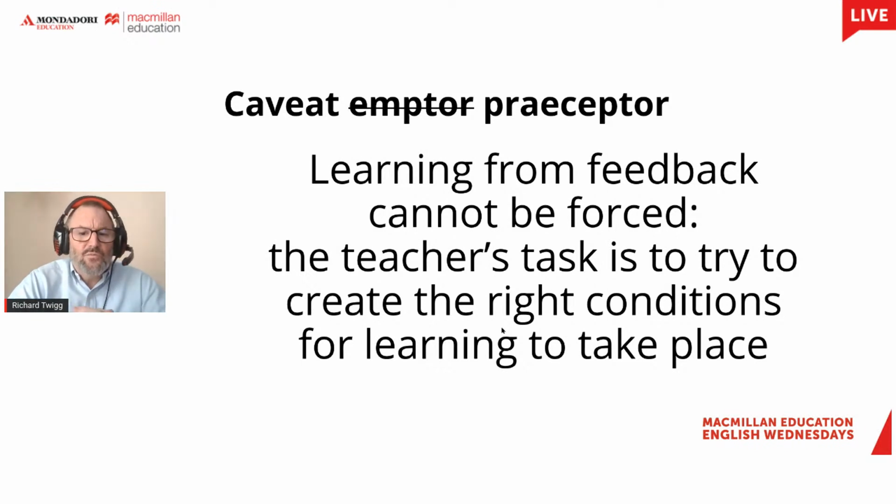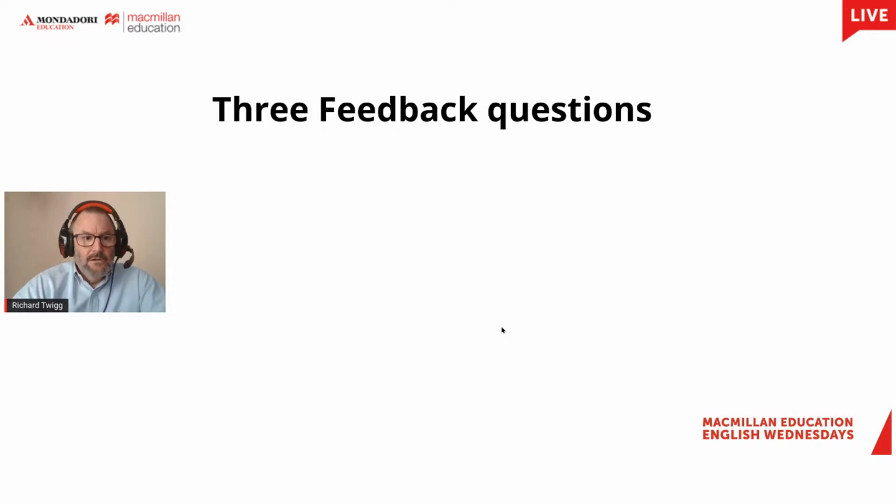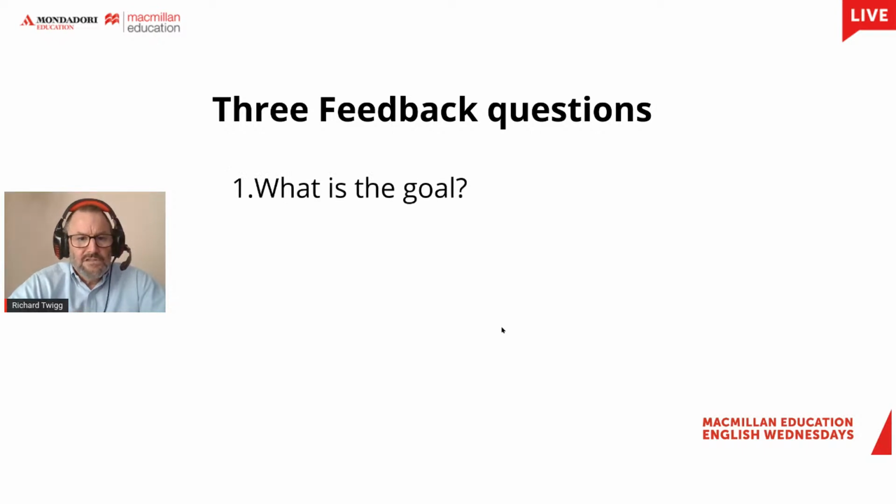So it's very important that we set out and the students know what the feedback is about, what they can do with it, and how they can work with the feedback. There are three types of feedback questions that we can look at. First of all, we need to say, what is the goal? What is it that we want the students to achieve? Or the students might ask, what is their goal? What are they trying to achieve?